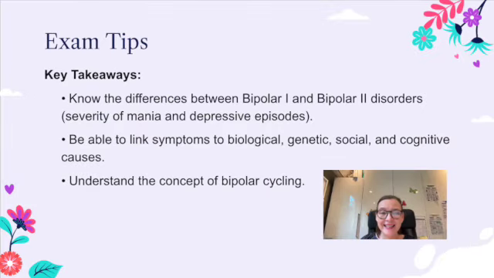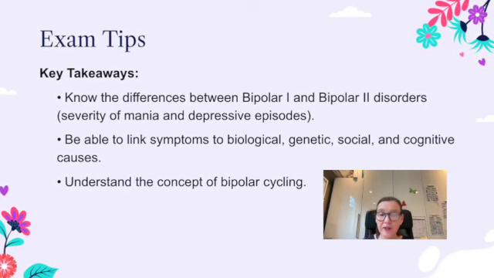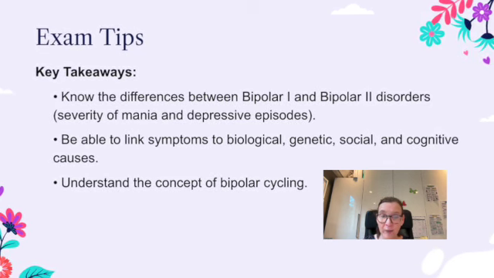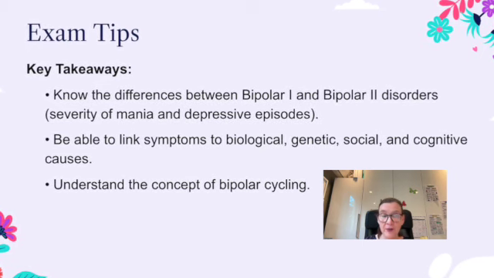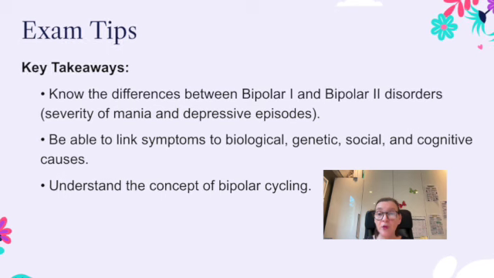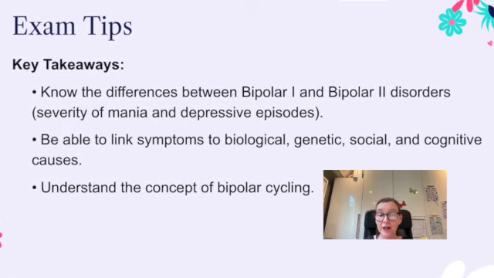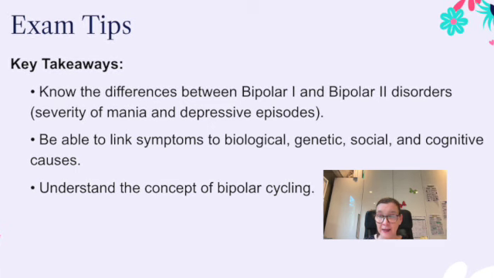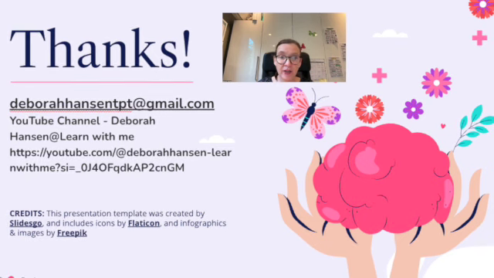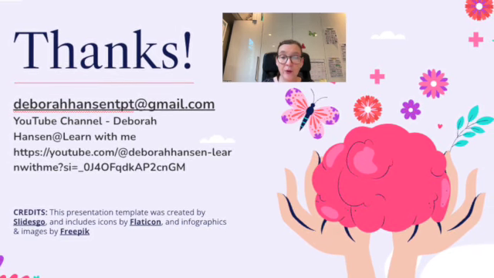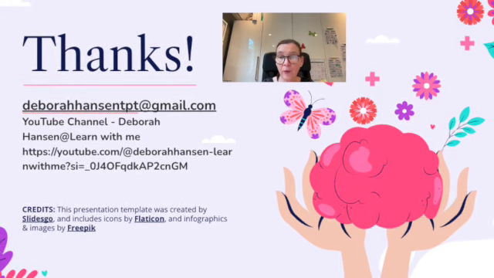So just before we end, let's look at some key takeaways and things we need to know for the AP exam. You need to know the difference between bipolar 1 and bipolar 2 disorders, the severity of the mania and the depressive episodes. You need to be able to link symptoms to biological, genetic, social, and cognitive causes. And you need to understand the concept of bipolar cycling. So that was the breakdown of all the essential knowledge you need to answer CED question number 4 for 5.4. And the question was, describe the symptoms and possible causes of selected bipolar disorders.